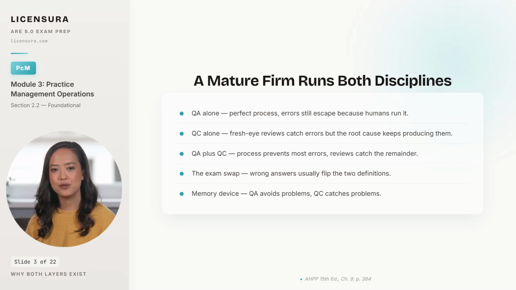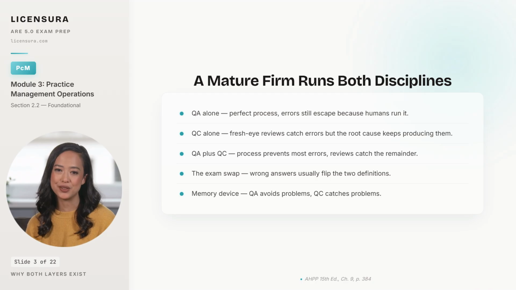Here is why a mature firm runs both disciplines in parallel rather than choosing one. QA alone leaves you with a perfectly documented process that humans still violate under deadline pressure. The process is right, but errors still escape into the work. QC alone leaves you catching the same kinds of errors over and over because nothing upstream changed to prevent them, so the firm pays the cost of detection on every project forever. QA plus QC is the combination that actually works. The process prevents most errors, and the reviews catch the remainder.